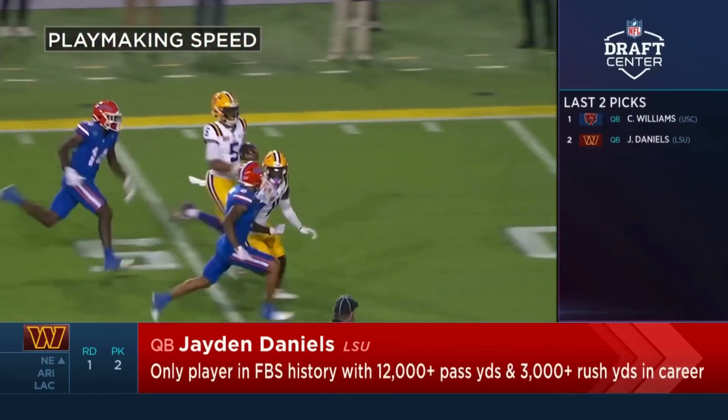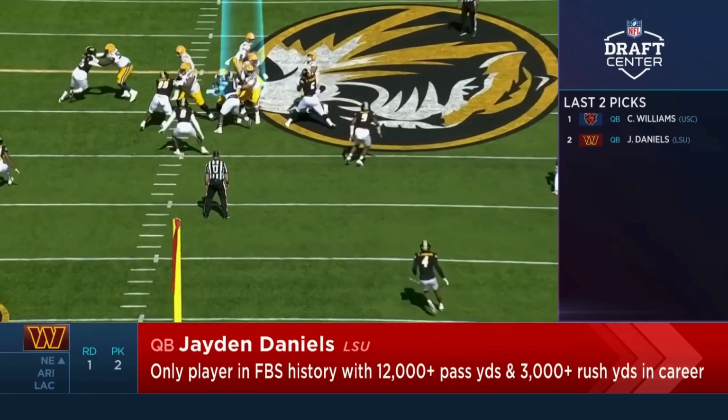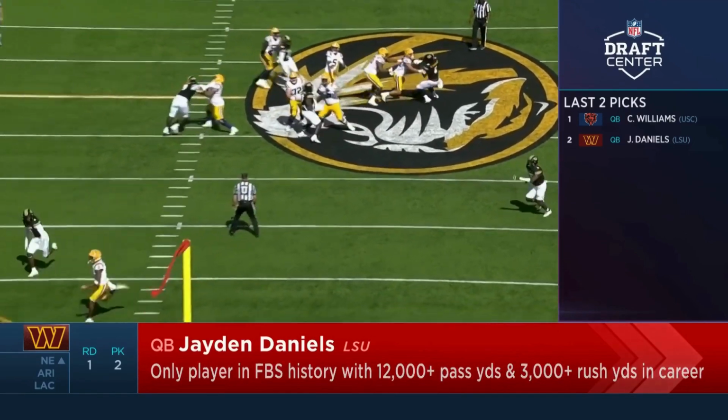Draft rules and process. NFL draft representatives sit at team tables during the NFL draft.